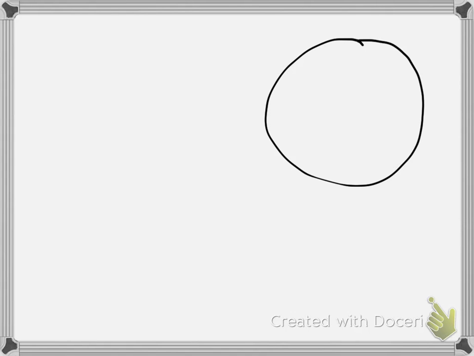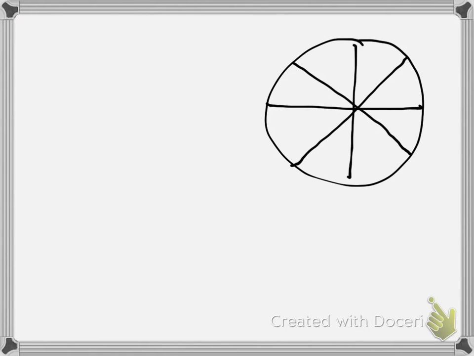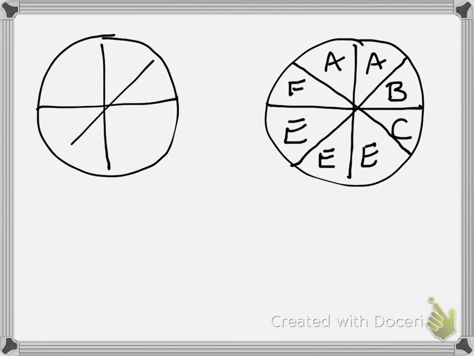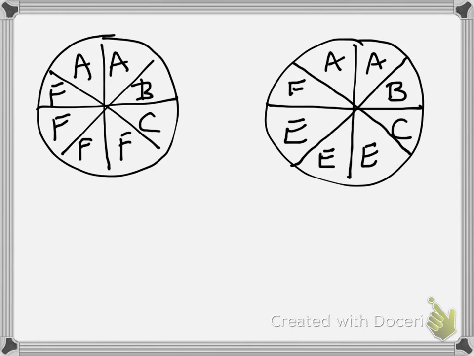Next, we're going to go ahead and take a look at the probability. There is a spinner here. It is divided into 8 equal sections. We have A, B, C, and then E, F. On some of these it did not print well, so you may have thought that it was A, B, C, and then all of these were F's. So we'll do it for both ways.